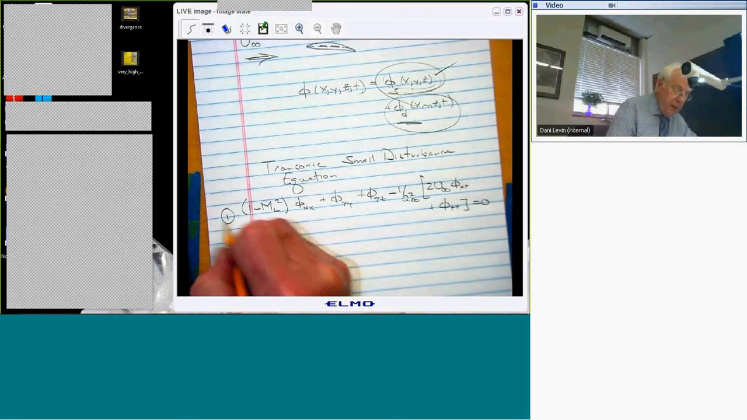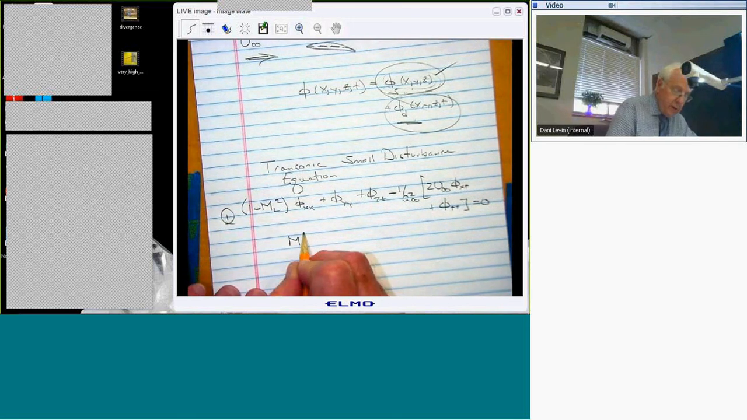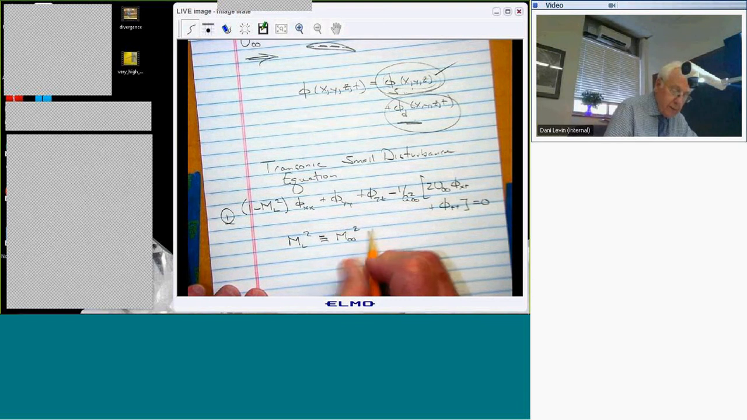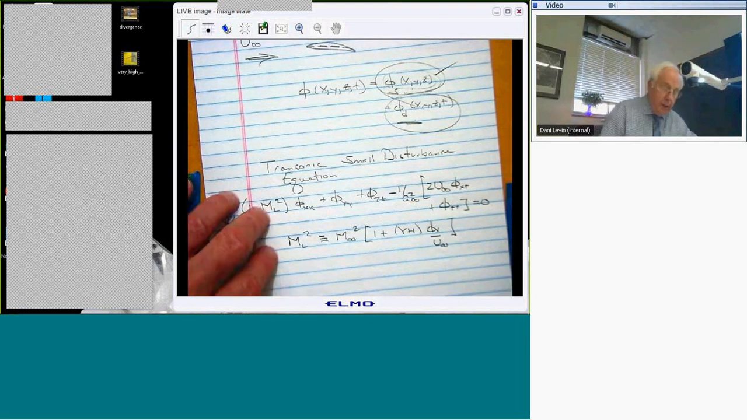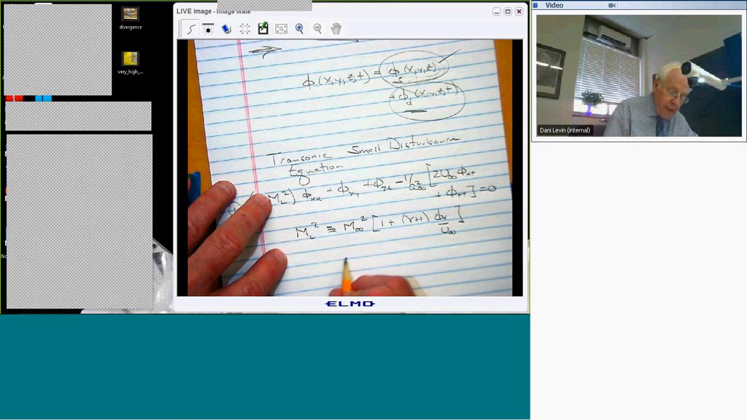And of course, M local squared is M infinity squared times 1 plus gamma plus 1 times phi x over U infinity. And I'm going to assume that phi is a steady flow plus a dynamic perturbation.